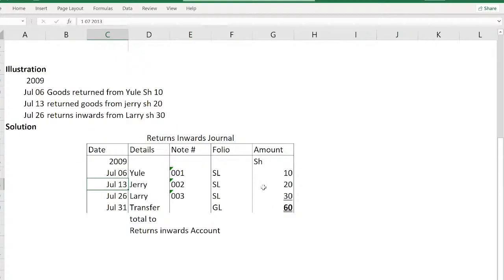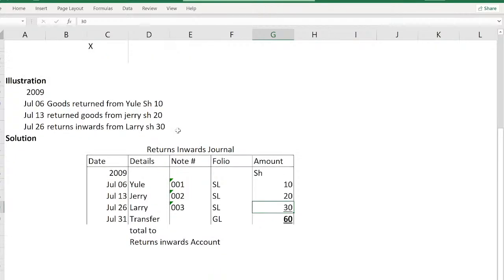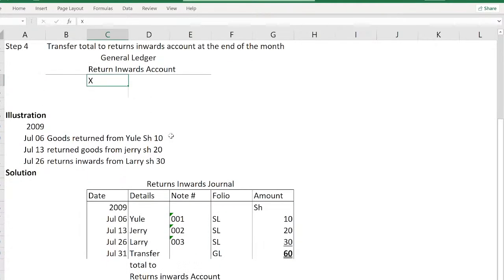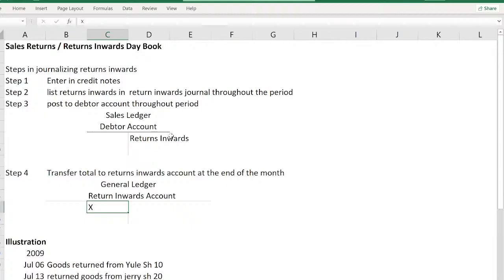July 13, returns from Jerry, shilling 20. And July 26, we have Lally, which is shilling 30. So the total on July 31st, we are going to transfer the total to return inwards account at the end of the month. So in our general ledger, we are going to transfer the 60. So we are going to debit that, the 60 shillings, as you can see. So those are the steps and an illustration from the sale returns.